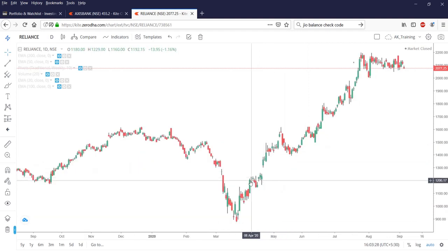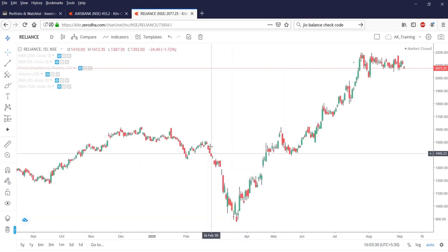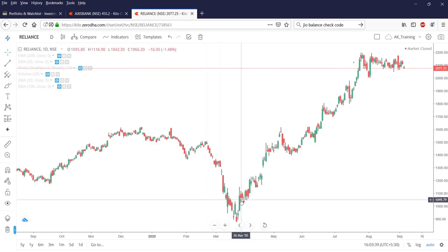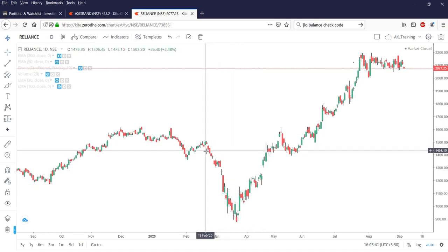Now how can we determine that there is going to be a change in trend, a trend reversal? These candlestick patterns help us to determine that. So it's only a prediction. Again, I am telling you, it's not certain.